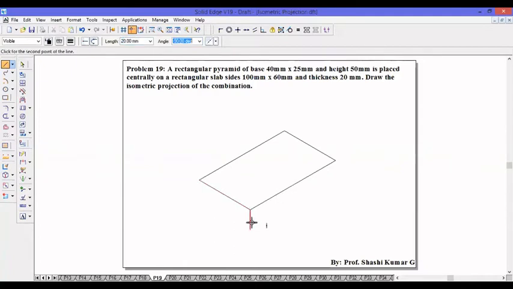The thickness of the rectangular slab is 20. So take 20 mm thickness and complete the portion. Thickness length is 20, minus 90°, and join to the end point. Now the rectangular pyramid has to be placed. For the rectangular pyramid we have 40 mm length, 30°, 25 mm width, 150°. So 40 minus 150, 25 minus 30.